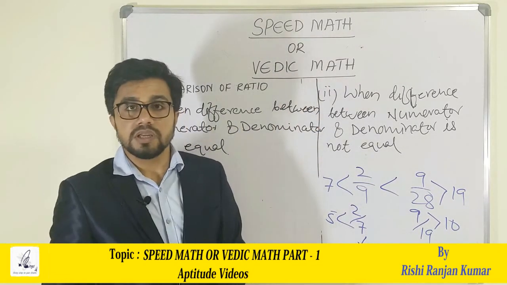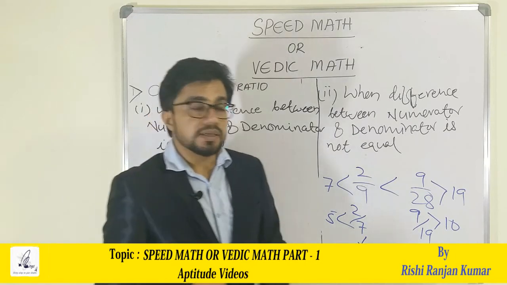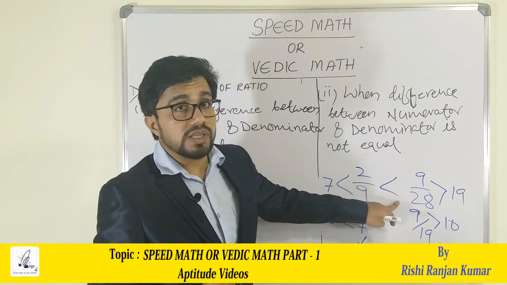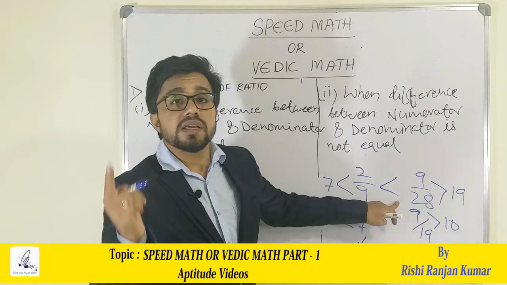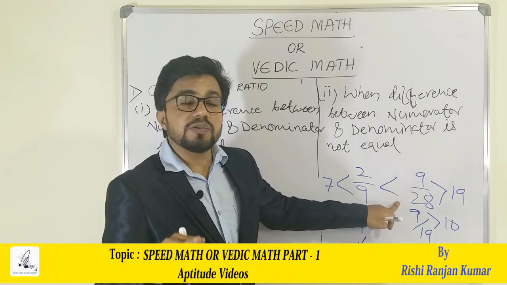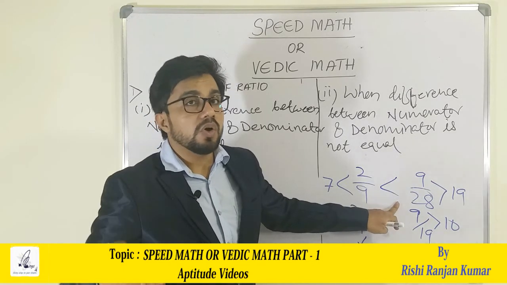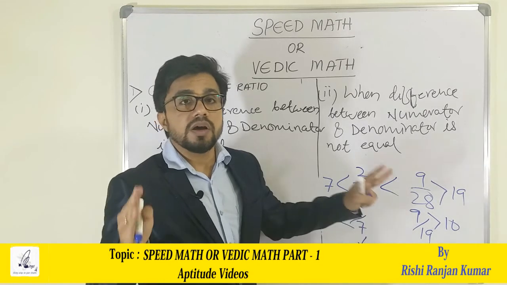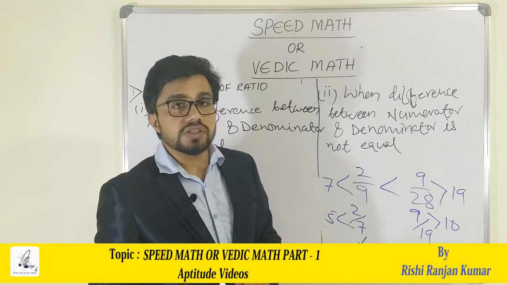Done. So the point here is, if we are not able to decide which ratio is bigger in one step, you can keep following the same step one more time, or one more time, or one more time until you know which ratio is bigger.